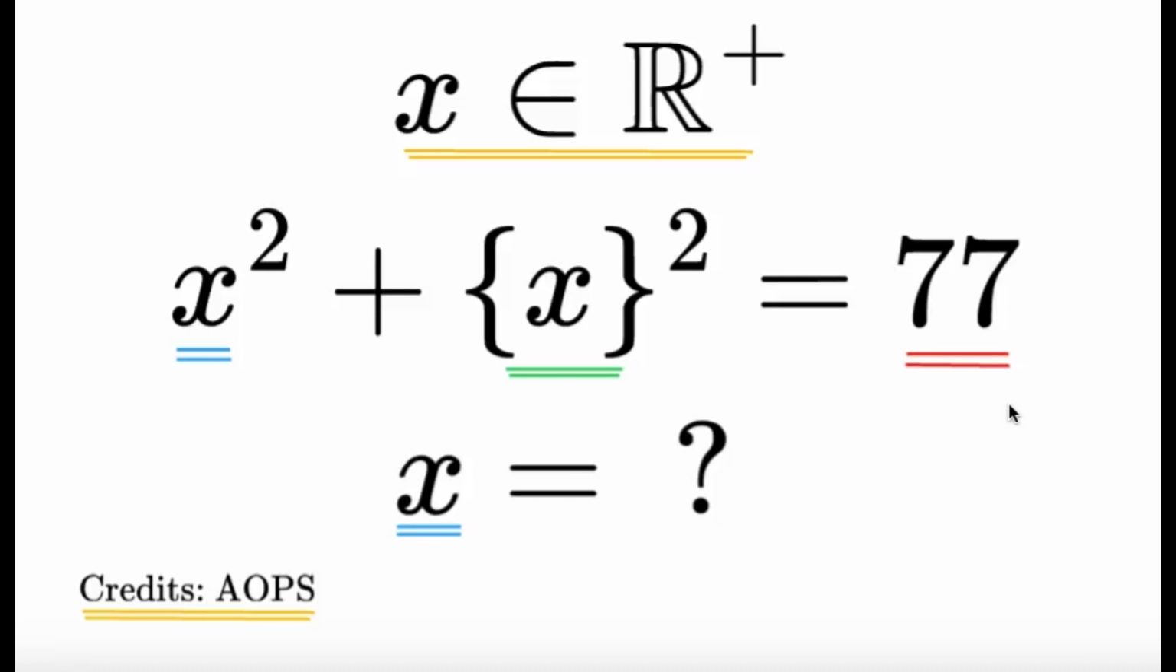X is a positive real number such that x squared plus the square of the fractional part of x, so this part, x in braces, is the fractional part of x, equals 77. Find the value of x.